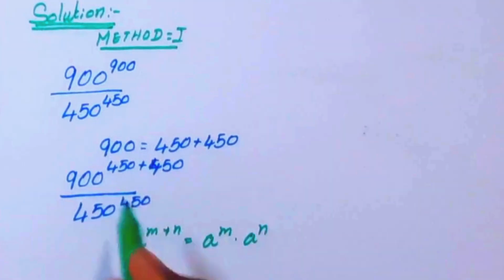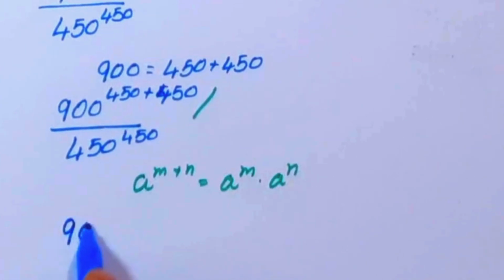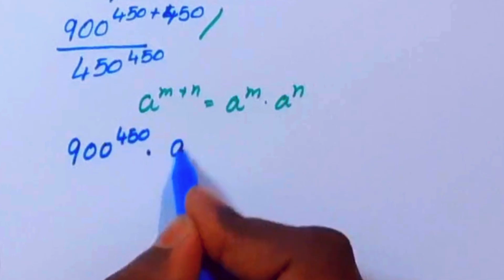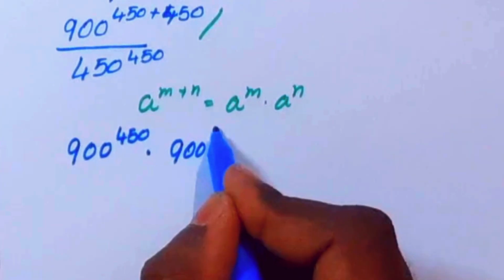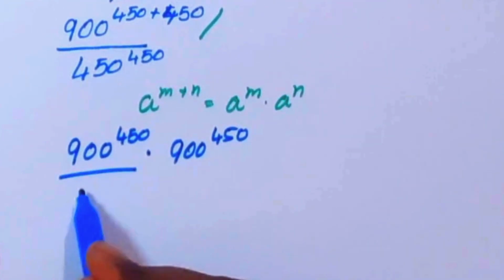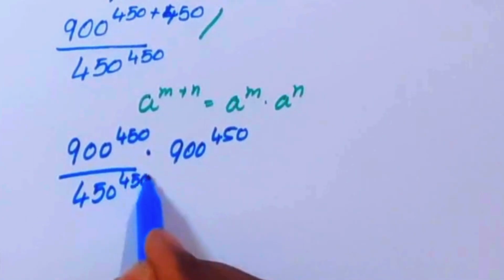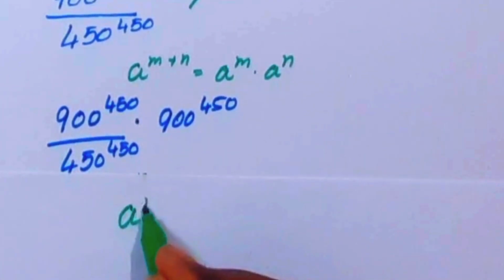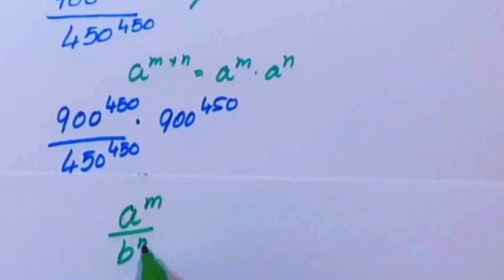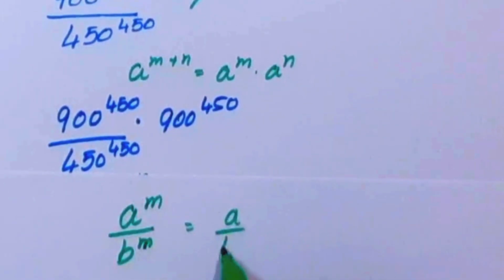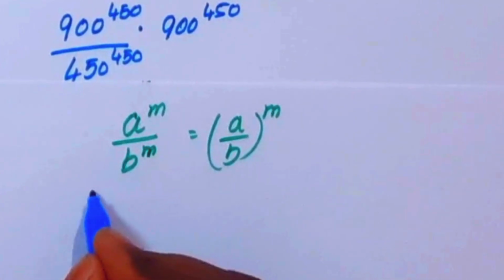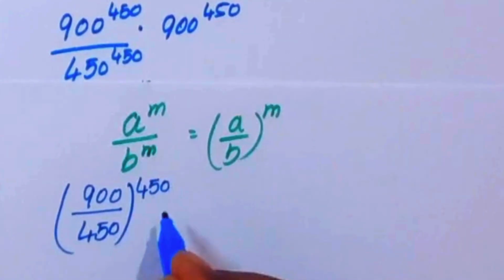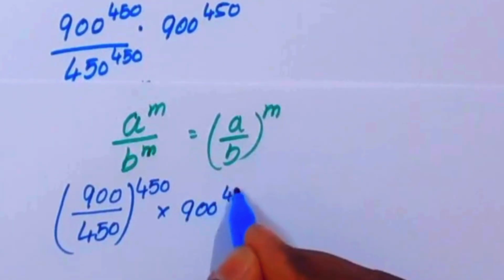We are going to apply this, so we'll get 900 power 450 times 900 in power 450 by 450 power 450. Here the powers are same, the bases are different. So we are going to use the identity a power m by b power m equal to a by b whole power m. So 900 by 450 whole power 450 times of 900 power 450.